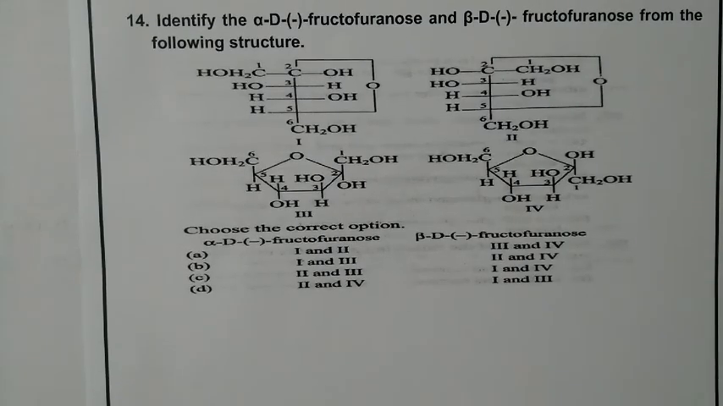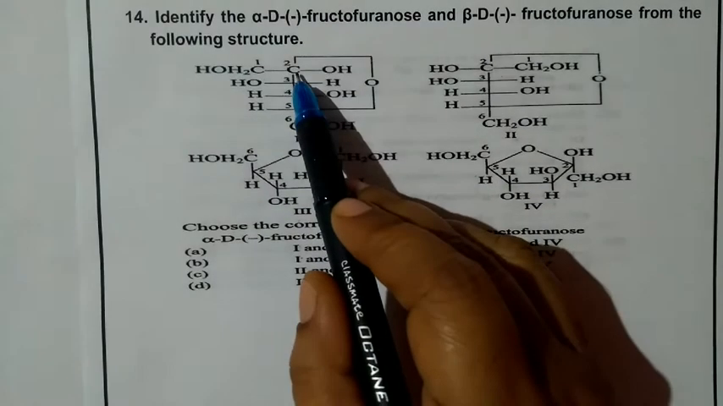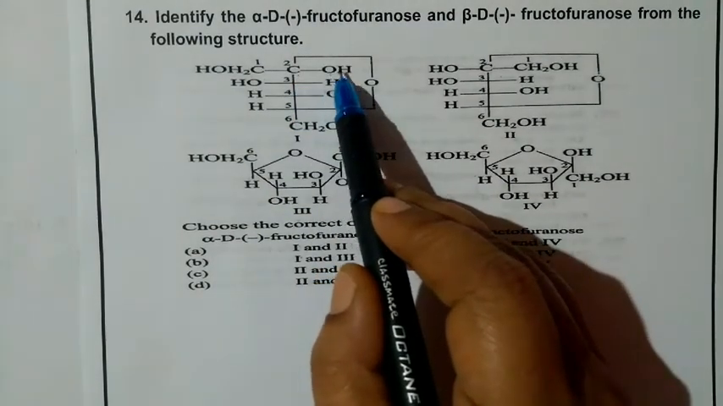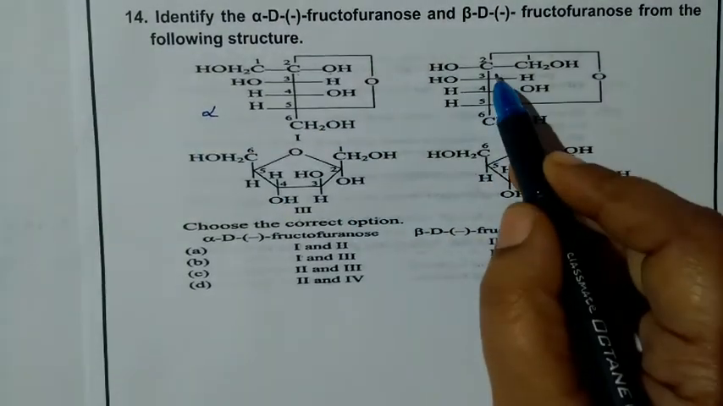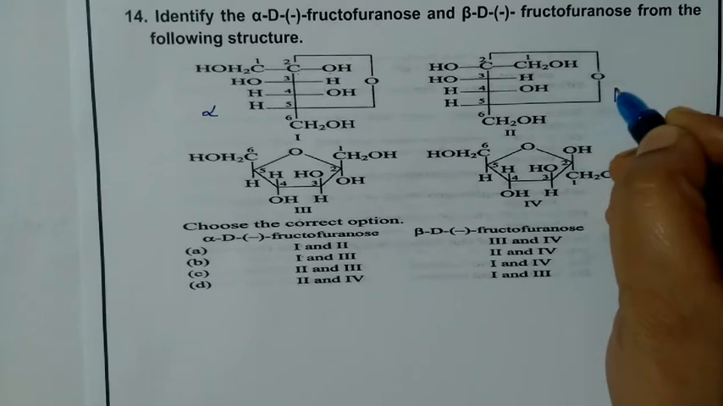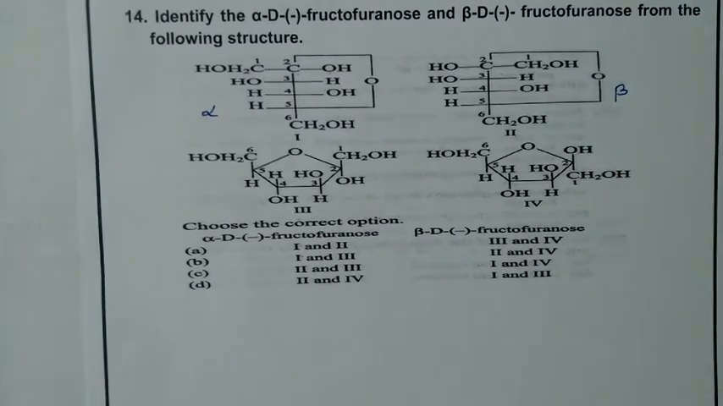Identify the alpha-D-fructofuranose and beta-D-fructofuranose from the following structure. So it is fructose. Alpha and beta we have already seen. Whatever the carbon is there, if the OH is on the right side, then it is alpha. If the OH is on the left side, then it is beta. I hope it is clear.